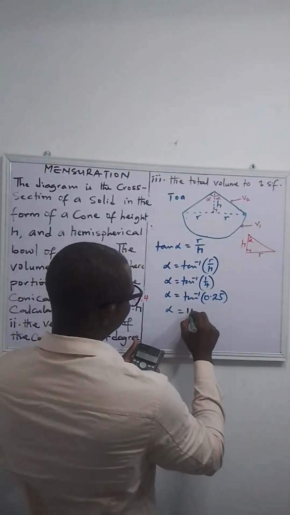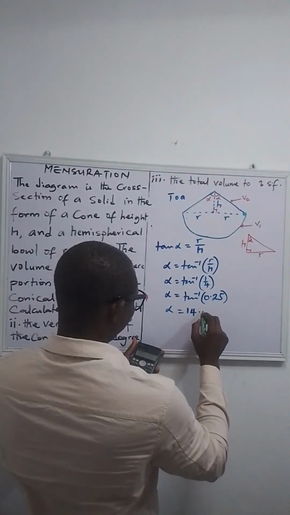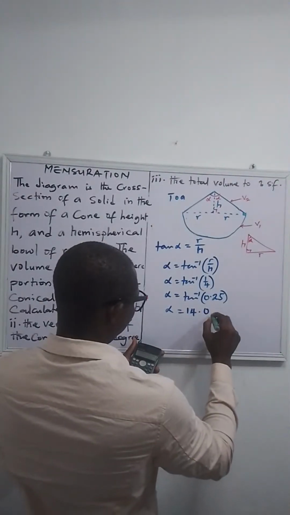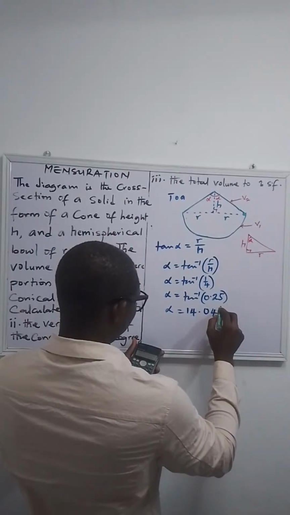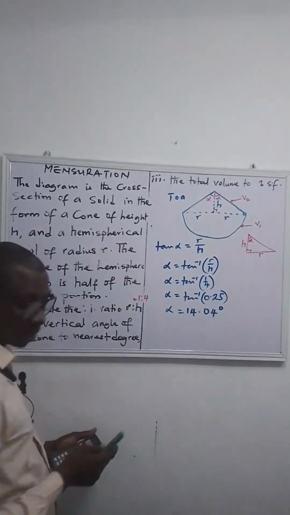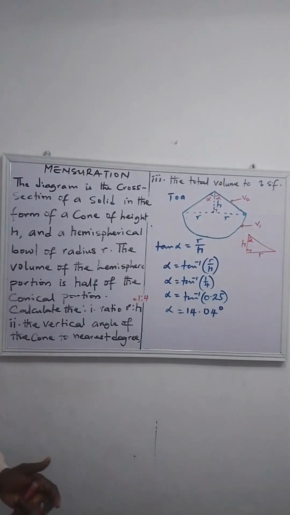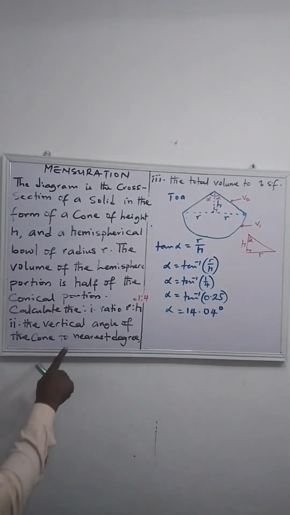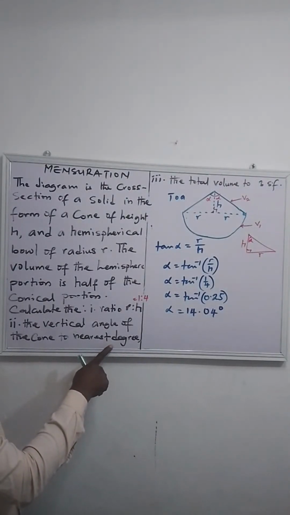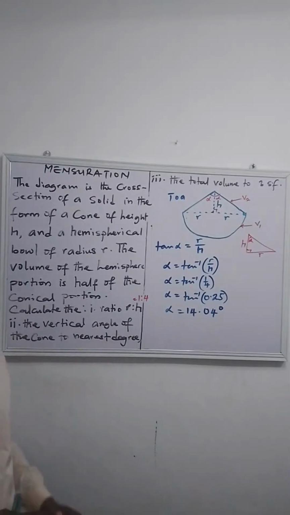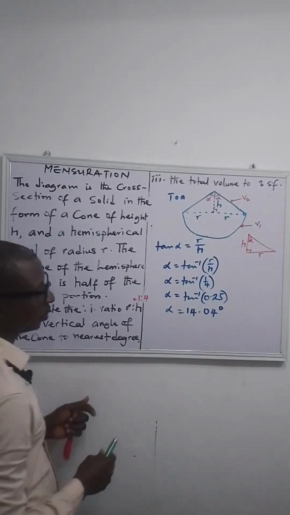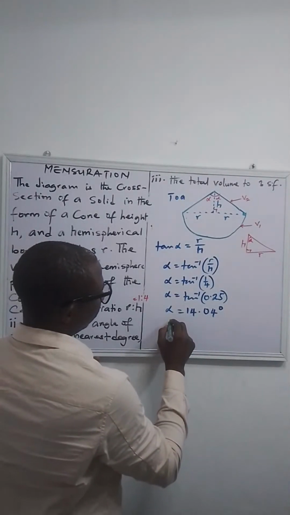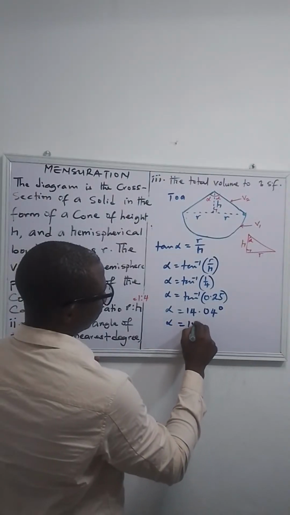We have 14.036 degrees. So that is what we have. But the question says you have to correct to the nearest degree. To the nearest degree means to the nearest whole number. So alpha equals 14 degrees.